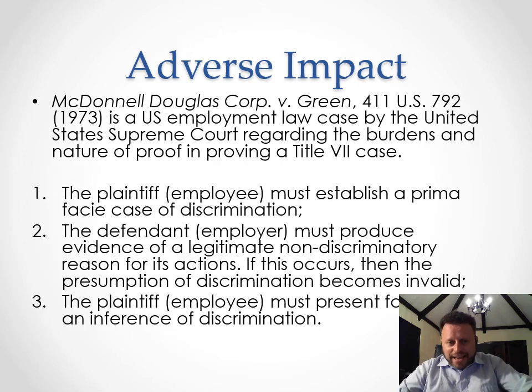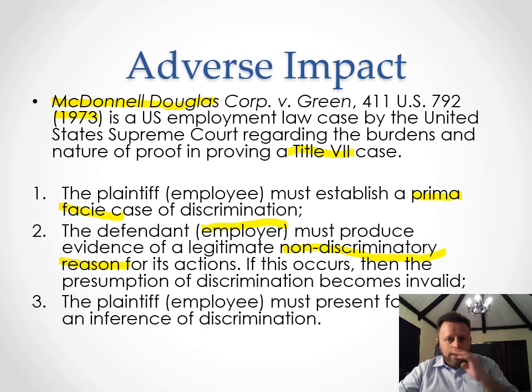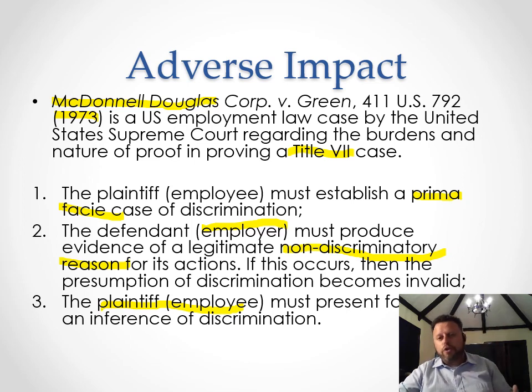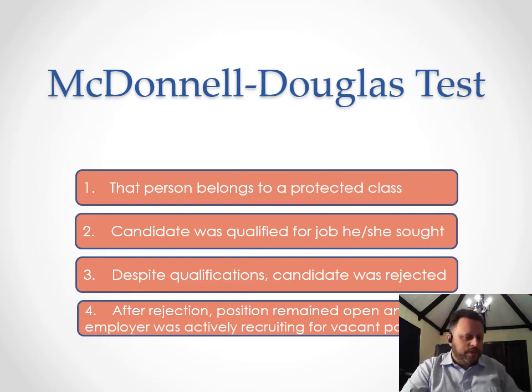We get our case from McDonnell Douglas, was the name of the case in 1973. This was a US employment case where it was a Title VII case. And they said you need to establish a prima facie case. You need to show the 4/5 rule. Then the employer immediately has the burden of proof. They have to prove some sort of non-discriminatory reason, which is either BFOQ or business necessity. And then the plaintiff, the employee, can present some sort of facts to show that there was probably discrimination. That's the McDonnell Douglas test. That's what we call that.